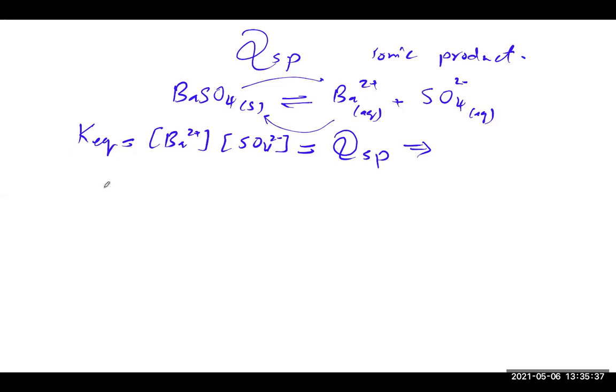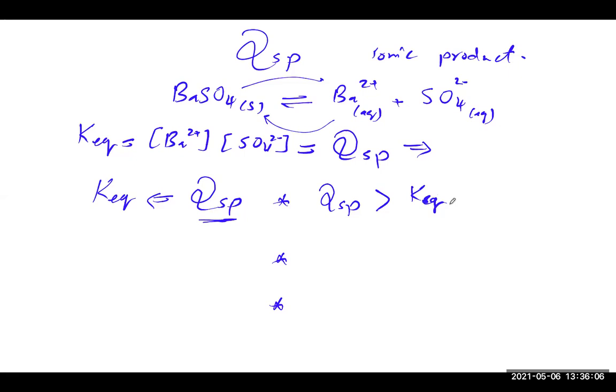But what you need to know here is the comparison between Qsp and K equilibrium. When you measure the Qsp, you need to compare it with the equilibrium constant; this will give you an indicator if you will have a precipitate in your solution or not. And we have three cases here. If Qsp is larger than the equilibrium constant, it means we have a high amount of ions inside the solution, so they will form the precipitate. So you will have a precipitate in your solution.